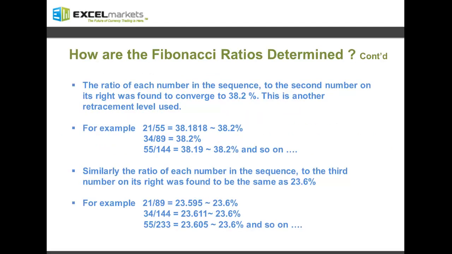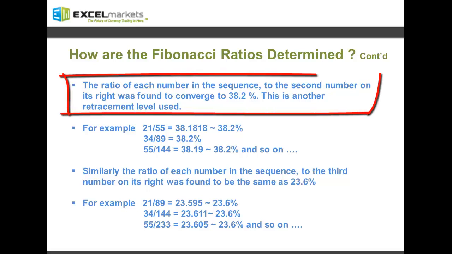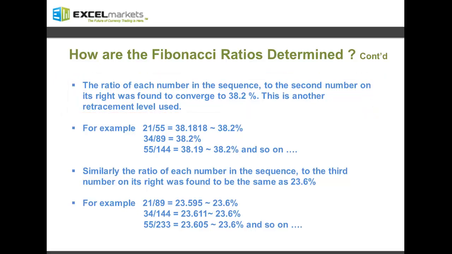Similarly, the ratio of each number in this sequence to the second number on its right was found to converge to 38.2%. This is another retracement level used in this indicator. For example, 21 over 55 converges to 38.2%. Similarly, 34 over 89 converges to 38.2%, and so on.